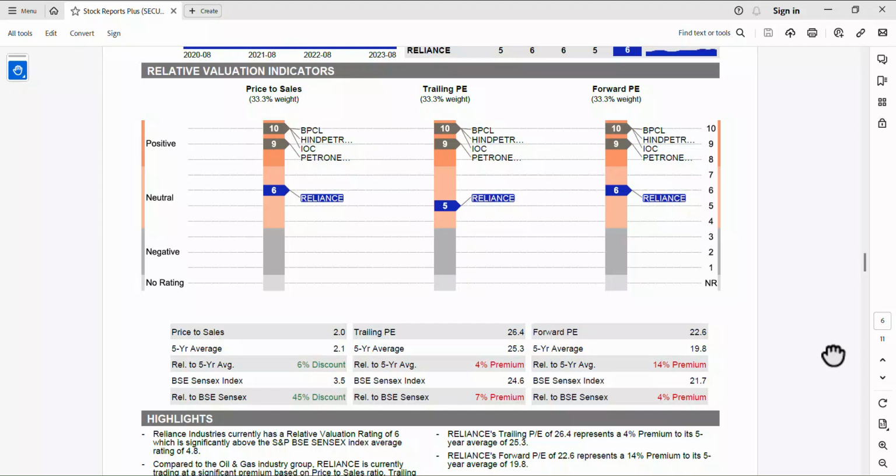Otherwise on trailing P ratio and forward P ratio, this stock is not like a Tom, Dick and Harry stock. This is a big stock, the best stock of India. So it can't be trading at a discount; it is at a premium, but not a great premium. So that's why the relative premium is 6.